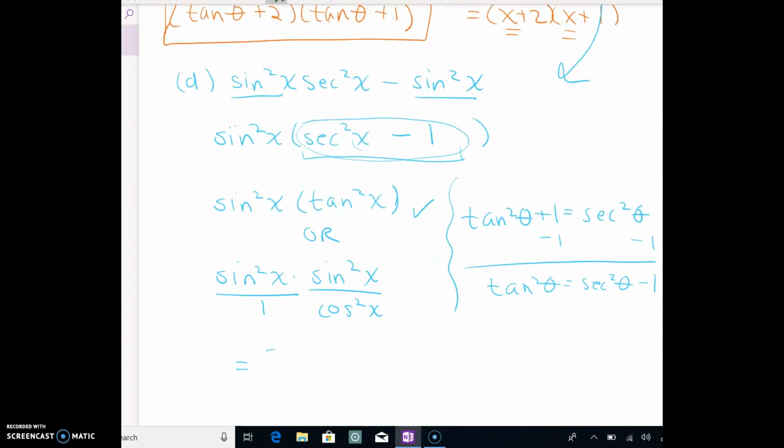So another equivalent way of writing this is sine squared times sine squared is sine to the 4th x divided by cosine squared x. So this is an okay equivalent form as well.